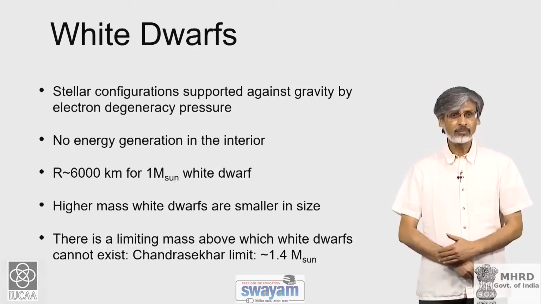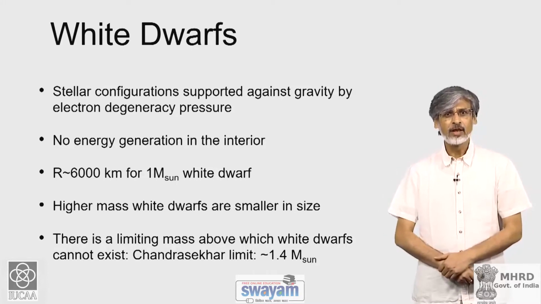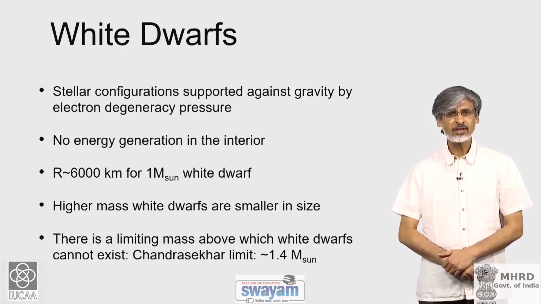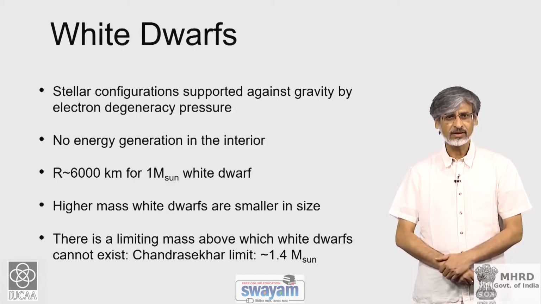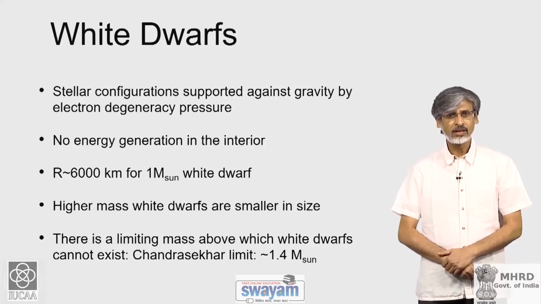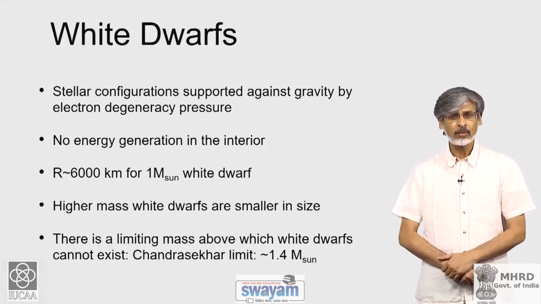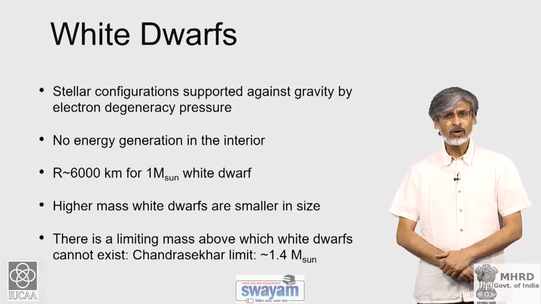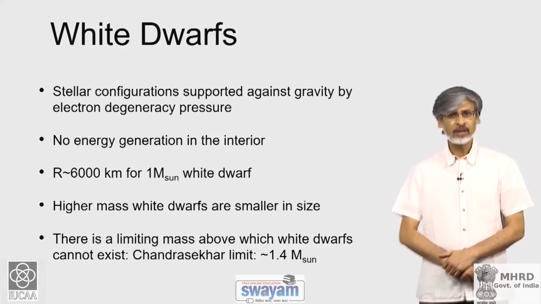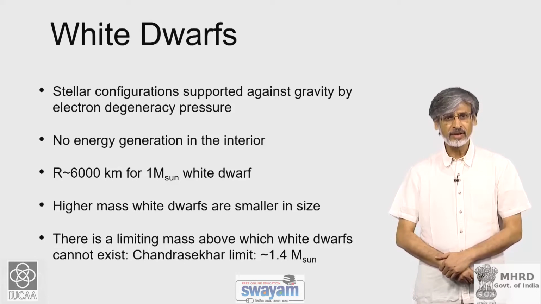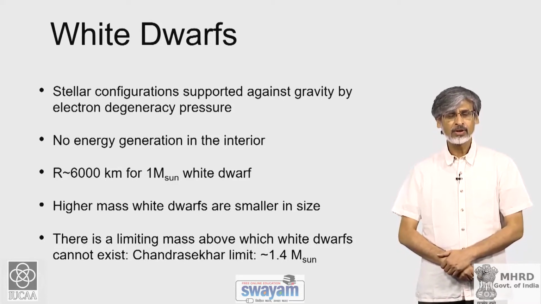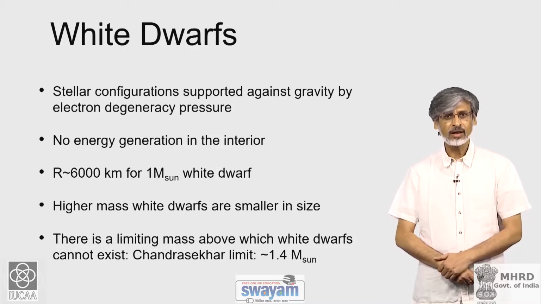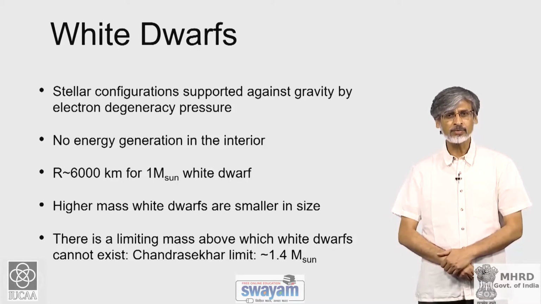As we saw in the previous module, there is a limiting mass above which white dwarfs cannot exist, and this arises from the form of dependence of the degeneracy pressure changing when the material becomes relativistic. This limit on the mass of the white dwarfs is called the Chandrasekhar limit, and the value of it is about 1.4 times the mass of the Sun.